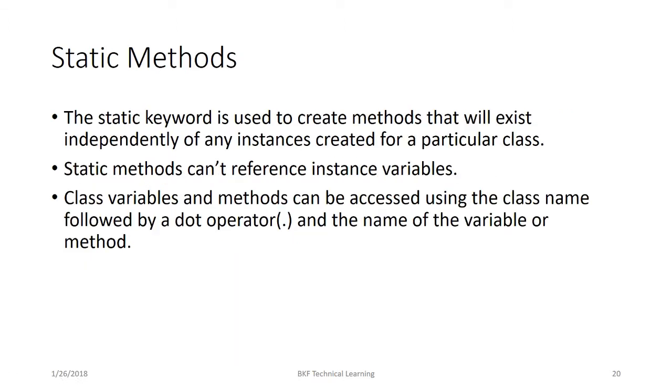Okay, now static methods. The static keyword is used to create methods that will exist independently of any instances created for a particular class. Static methods cannot reference instance variables, so please make a note of it. It's an important rule. Class variables and methods can be accessed using the class name followed by a dot operator and the name of the variable or method.